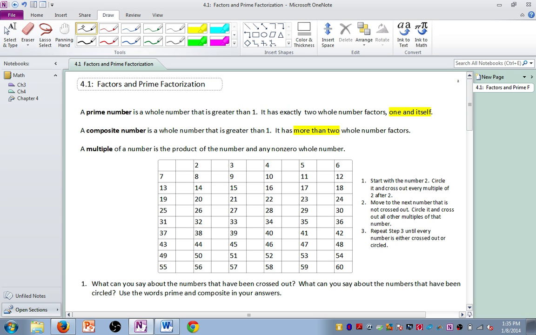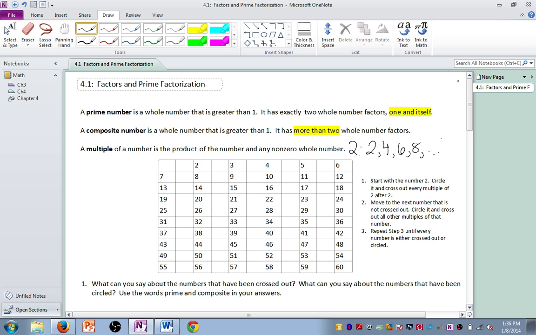If we were to list the multiples of 2, you have to multiply 2 by another non-zero whole number. So when I multiply 2 times 1, I get 2. 2 times 2, 4. 2 times 3, 6. 2 times 4, 8, and so on. You keep multiplying by the next whole number to find the next multiple.